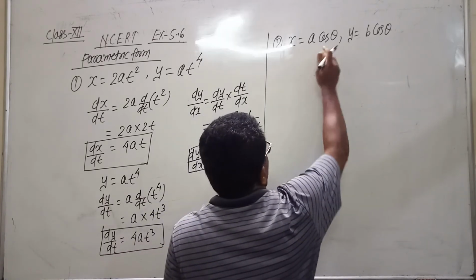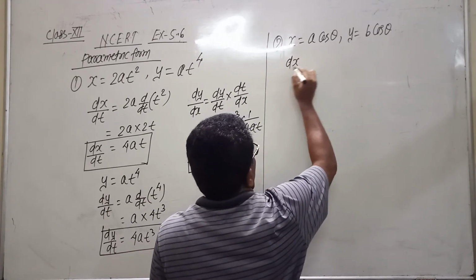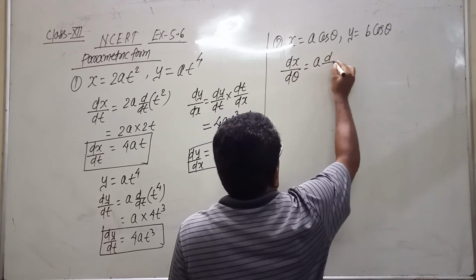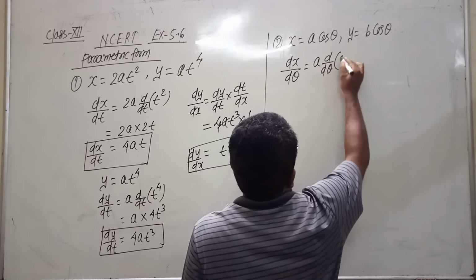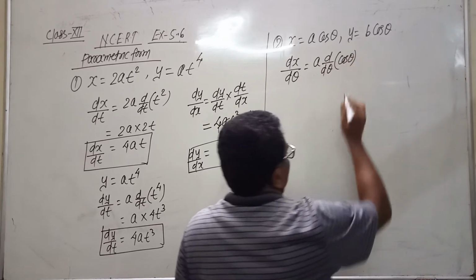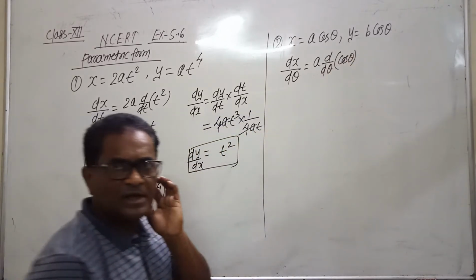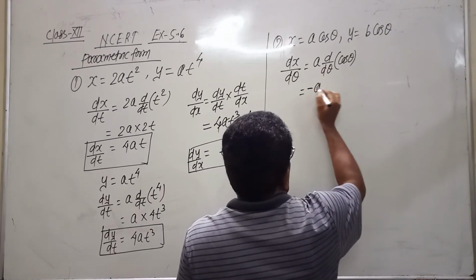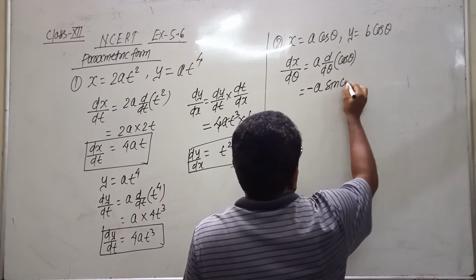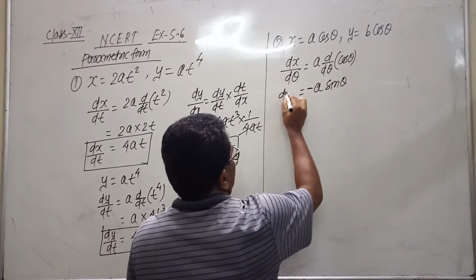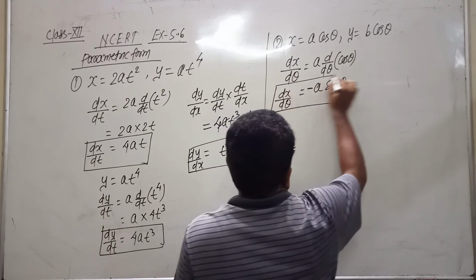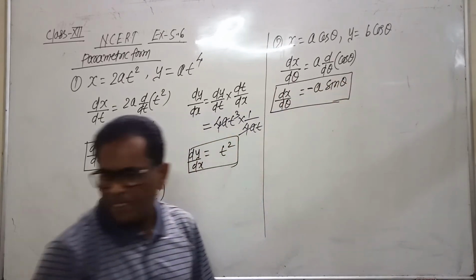So differentiate with respect to theta, dx by d theta. a is constant, taken outside, d by d theta of cos theta. So a as it is, and differentiation of cos theta is minus sin theta. We get dx by d theta equals minus a sin theta.